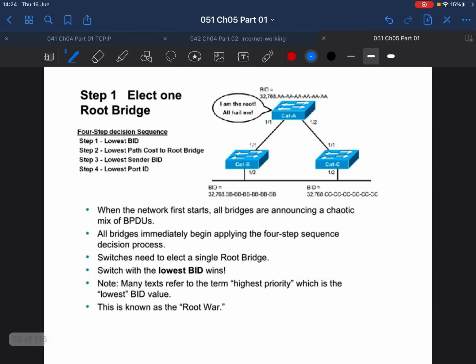This is the detail. Step 1, elect one root bridge. When the network first starts, all bridges are announcing a chaotic mix of BPDUs. All bridges immediately begin applying the 4-step decision sequence process. Switches need to elect a single root bridge. The switch with the lowest BID wins.